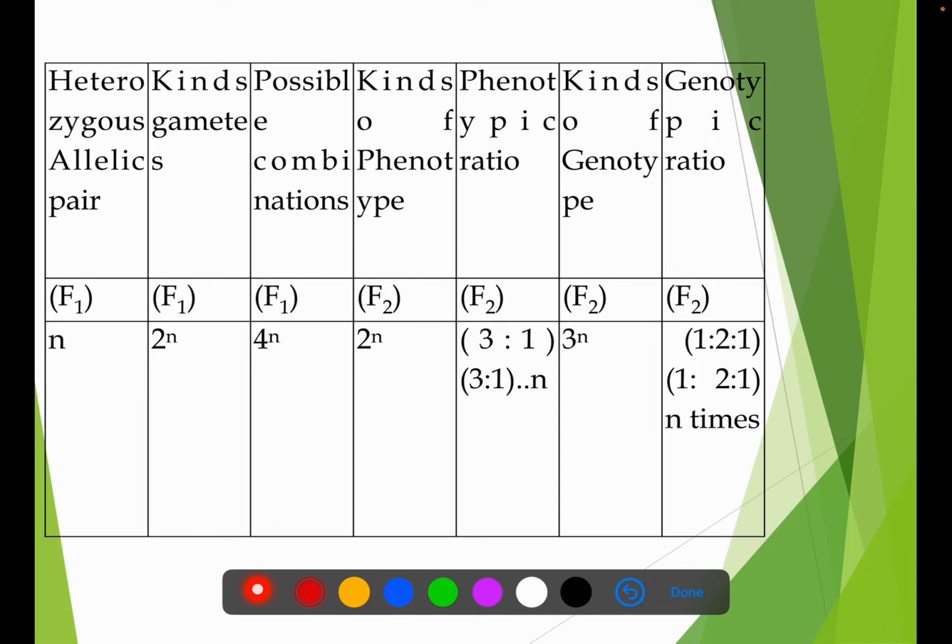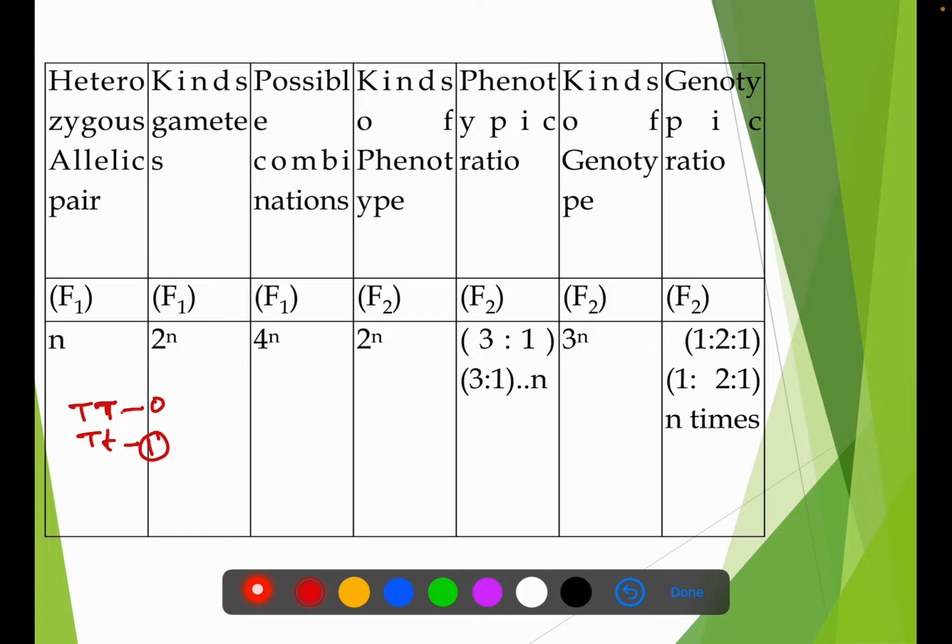See heterozygous allele pair. Two examples: if I take just a monohybrid, a single character, suppose I take TT and I take capital T small t. Now, for the first one, are there any heterozygous pairs? No. Heterozygous means capital T small t, but this is homozygous, not heterozygous. So here it is 0.